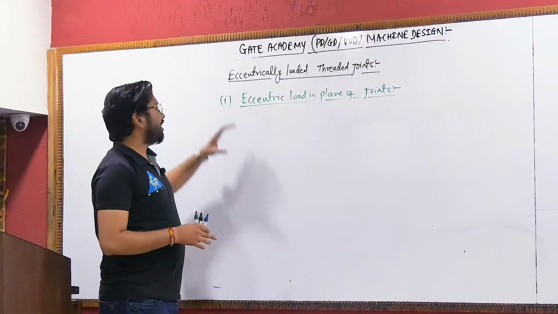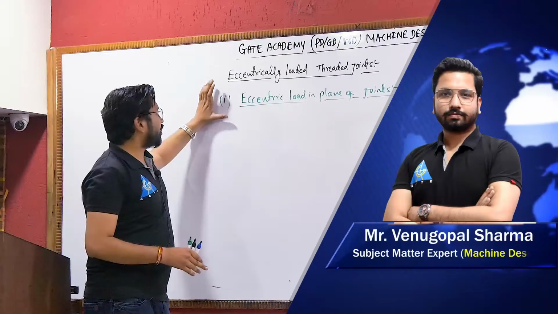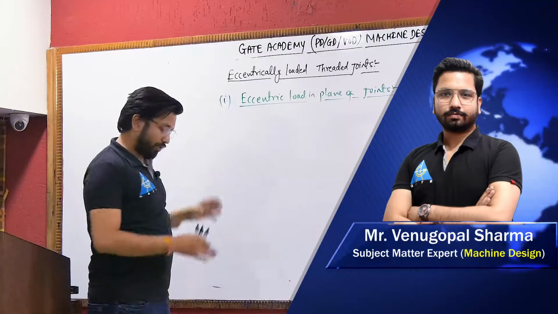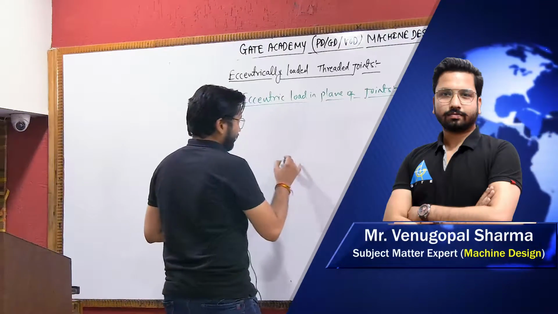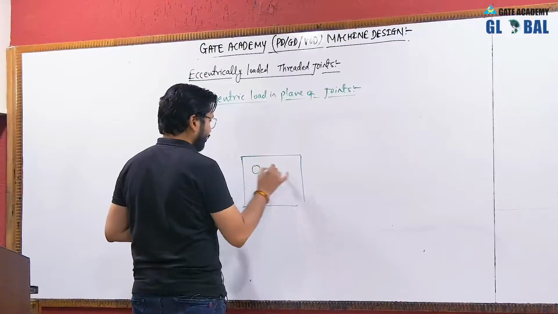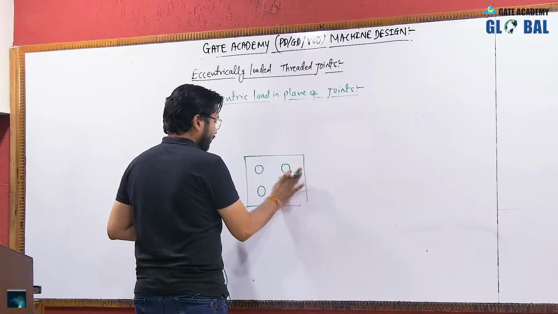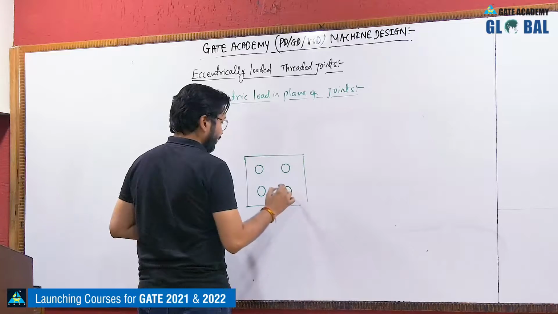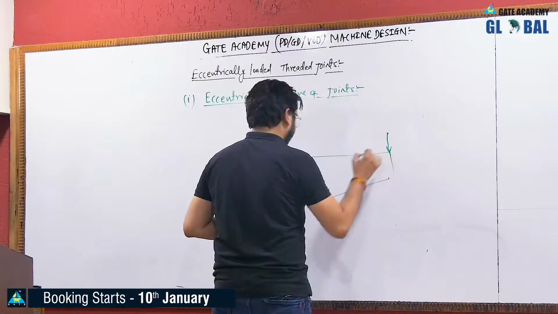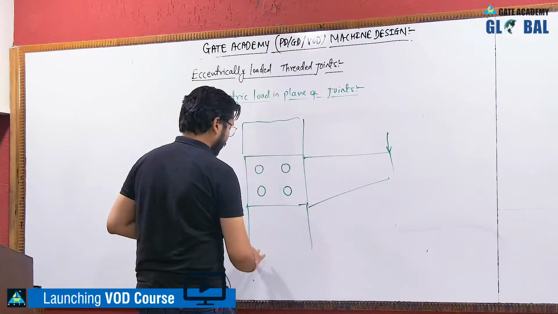So now we will discuss the different topics of eccentric loading in detail. The first type of loading discussed here is eccentric load in plane of joint. In plane of joint, if there is an eccentric load like this, this is the connection. Let us say there are a few bolts or screws like this, and this is the bracket which is subjected to an eccentric load.